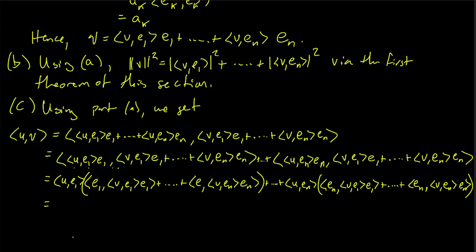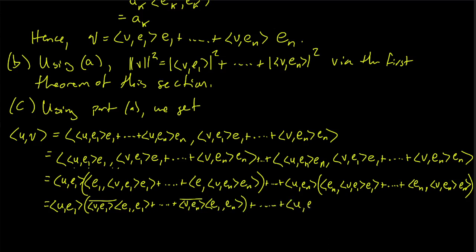Now all I have to do is pull out some scalings. So these guys, I'm pulling them out of the second argument, so I have to conjugate them. So I have ⟨U, E1⟩, and then I will get the conjugate of ⟨V, E1⟩ times the inner product of E1, E1, plus all the way down to the very end. Now I have the conjugate of ⟨V, EN⟩, inner product of E1 with EN. And the same going all the way down.